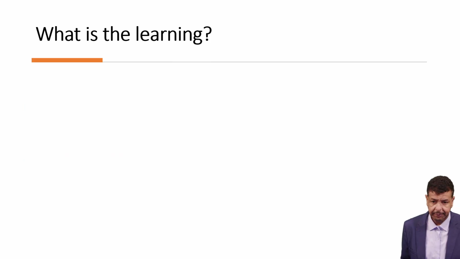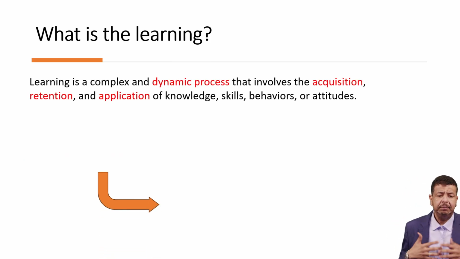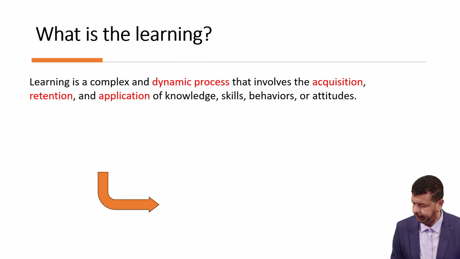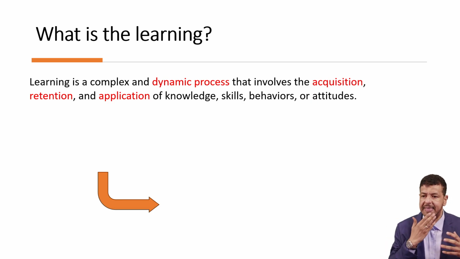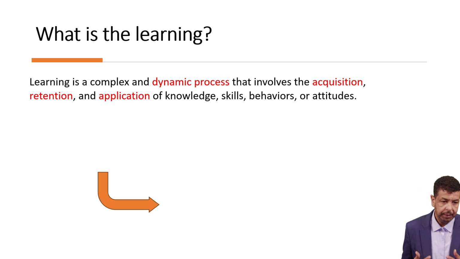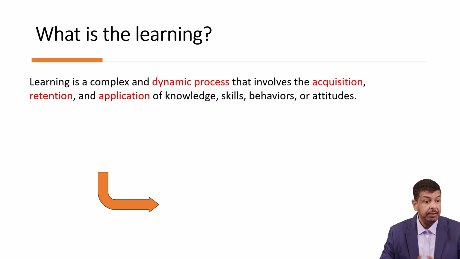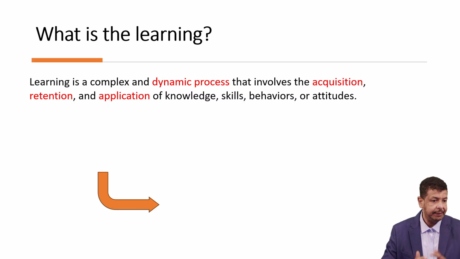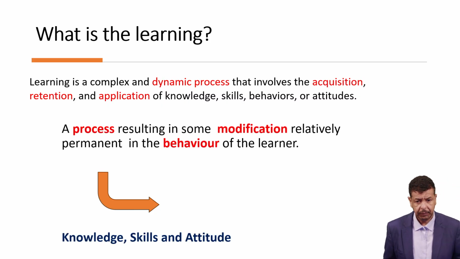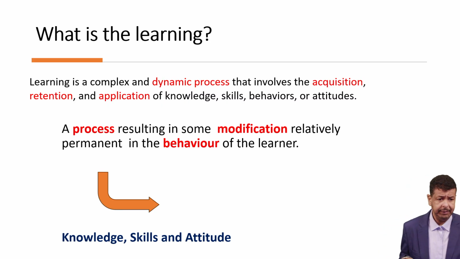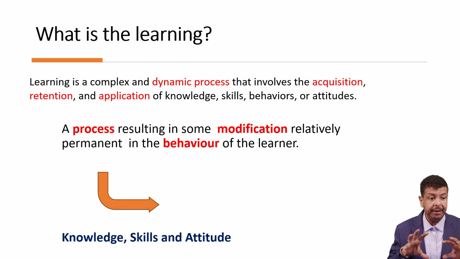Let us start with defining learning. What do we mean by learning? There are many definitions in the literature about learning, and these definitions are based on scholars' understanding of the learning theories. It is a complex and dynamic process that involves the acquisition, retention, and application of knowledge, skills, behavior, and attitude. So it is a process resulting in some relatively permanent modification in the behavior of the learners.